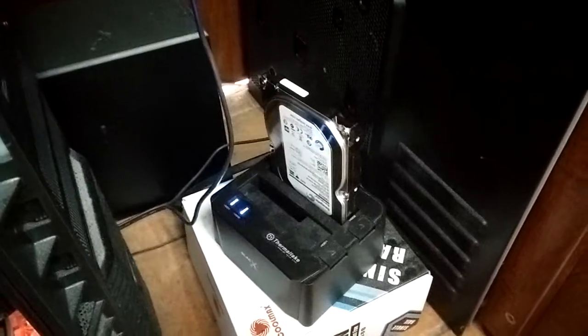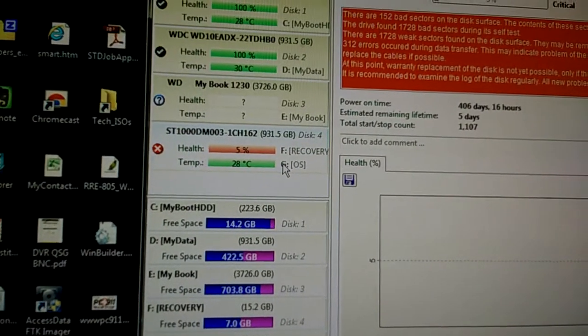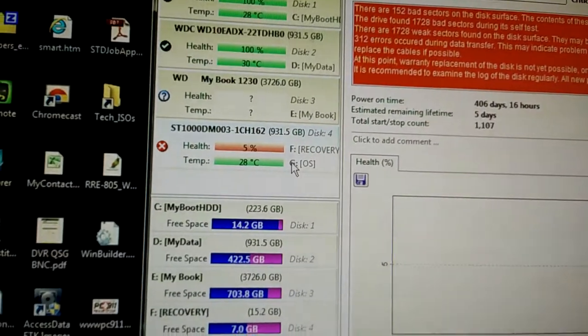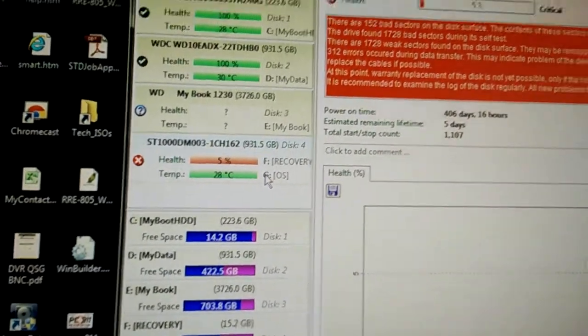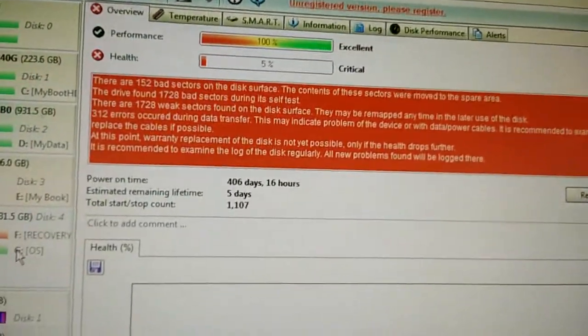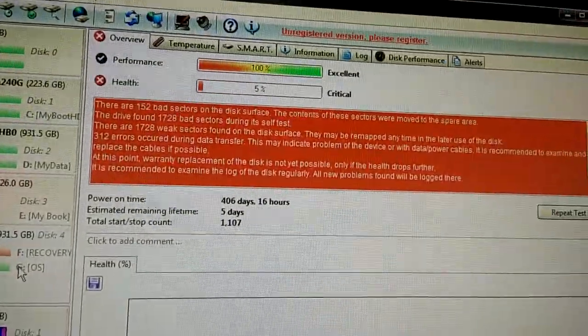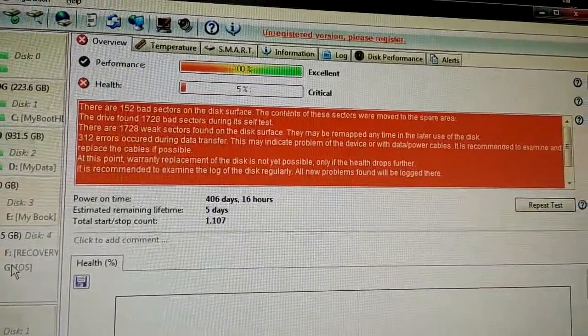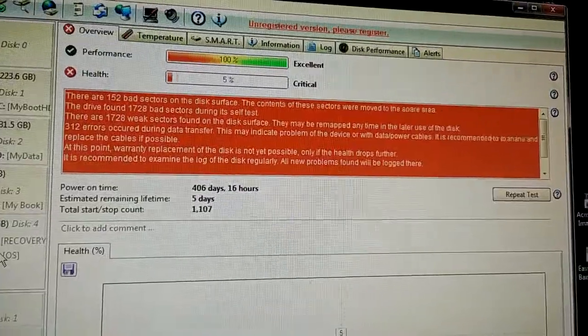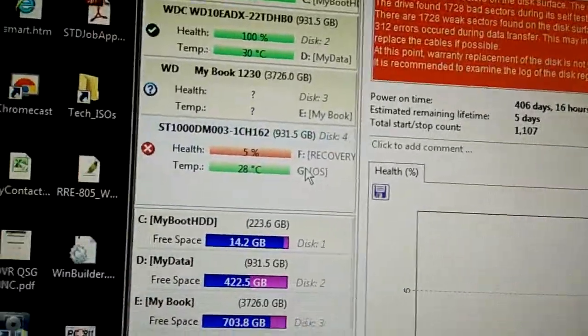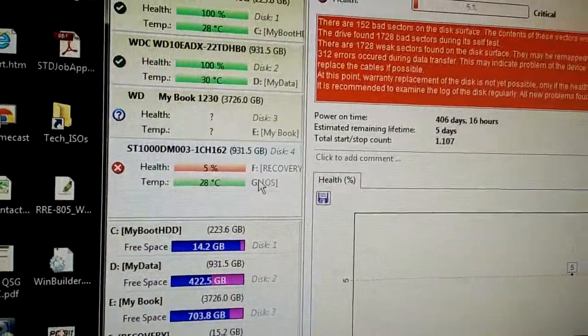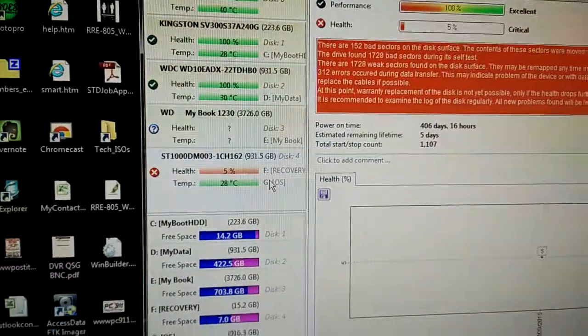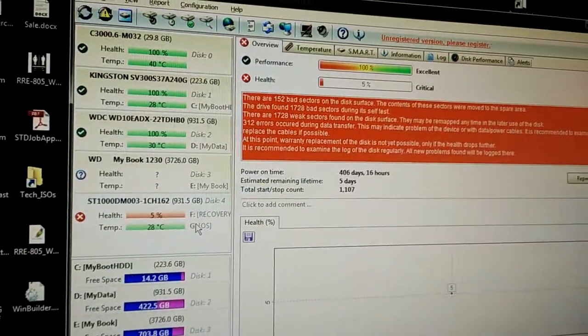Now, the point that I want to make here is I want you to take a look. This is their hard drive report. We're looking here at HD Sentinel. If you guys want to use this on your own computers, it's really good. It's fast. And on a scale from 1 to 100, it's got a 5% life. And it gives you all the detail of how many sectors and problems that it has. But bottom line, when it's red, it's bad.